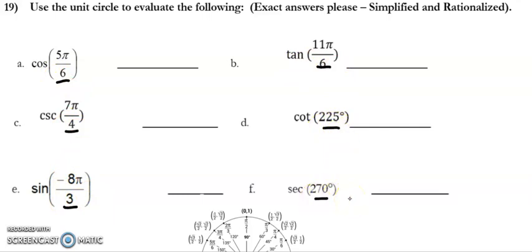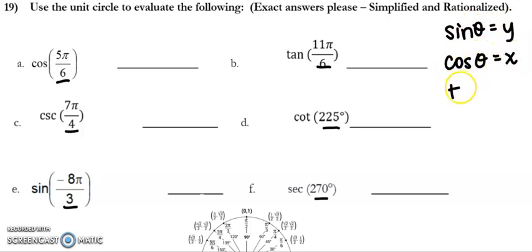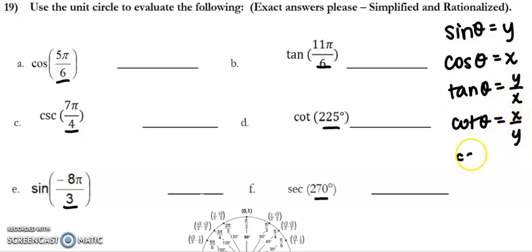I just need to remember then that if I'm looking for the sine of that angle, that's y. The cosine of the angle is x. The tangent of the angle will be y divided by x. The cotangent of the angle will be x divided by y. The cosecant of the angle will be 1 over y, because it's the hypotenuse, which is 1 in the unit circle, divided by the sine. And then last one, what am I missing? Secant. Secant of theta is going to be 1 over x.